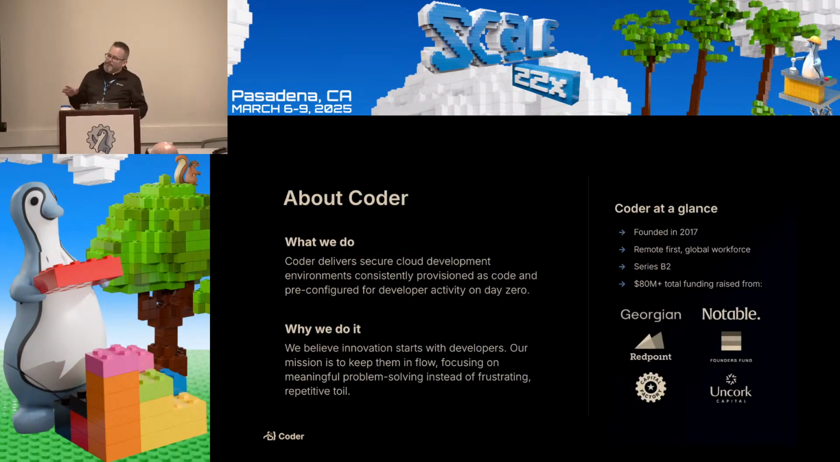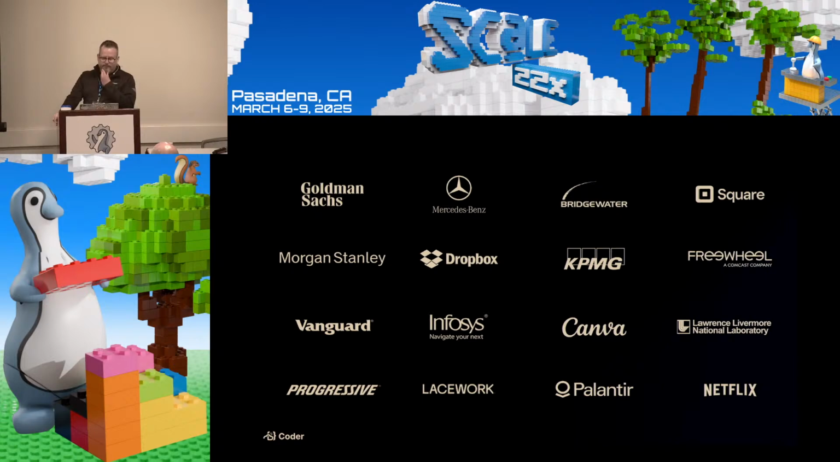So, Coder the company, we've been around since 2017. We're still funded. We're in a Series B2 right now. We're finding great success in the Fortune 500 and government and things like that who are purchasing our product. But we also have a lot of small projects using our community edition. And our thing is to keep developers in flow, right? That's our mission, period.